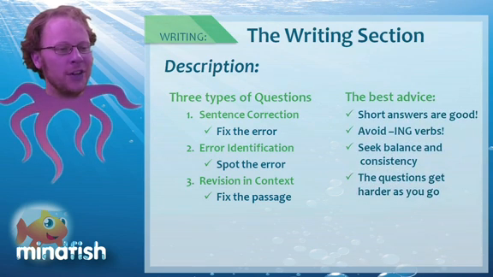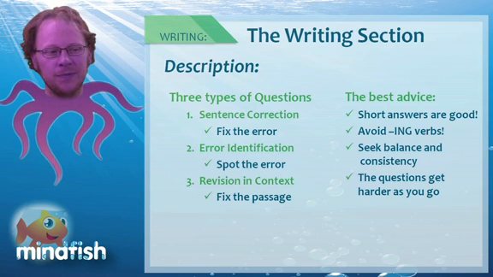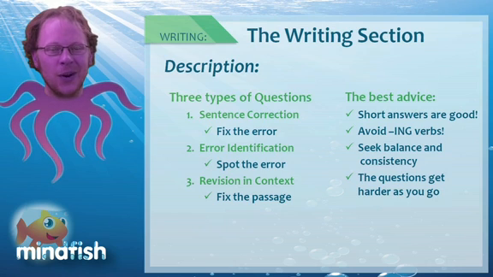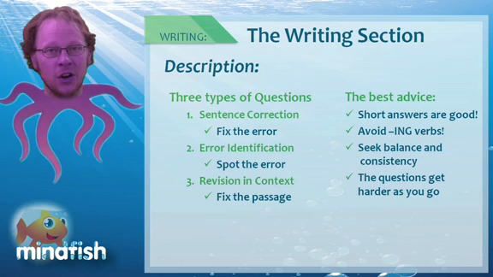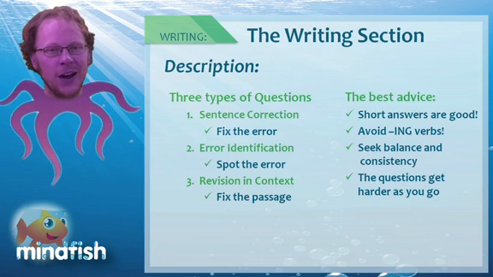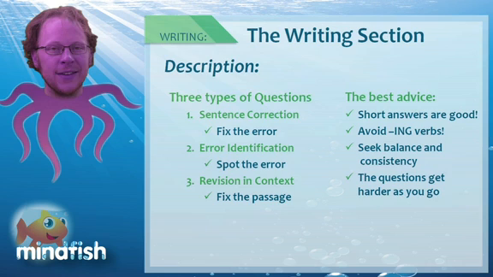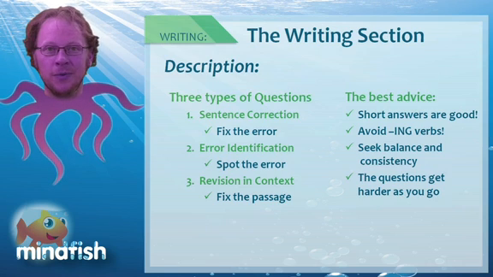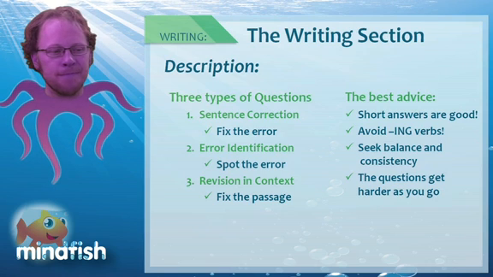Here are 4 good tips for every type of question on the writing sections. First of all, short answers are good. Short answers are often to the point and are not wordy, and these are good answers on the test. If you're down to 2 answers that basically mean the same thing, you should usually pick the shortest one. Next piece of advice, avoid ing verbs. Ing verbs are usually wrong on all types of questions on the writing section.